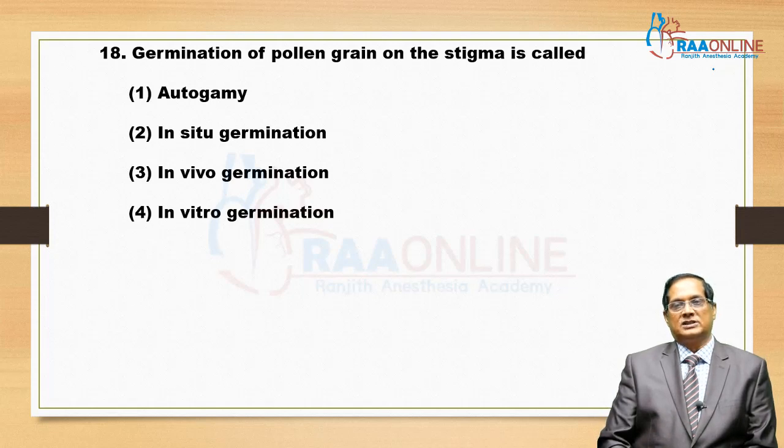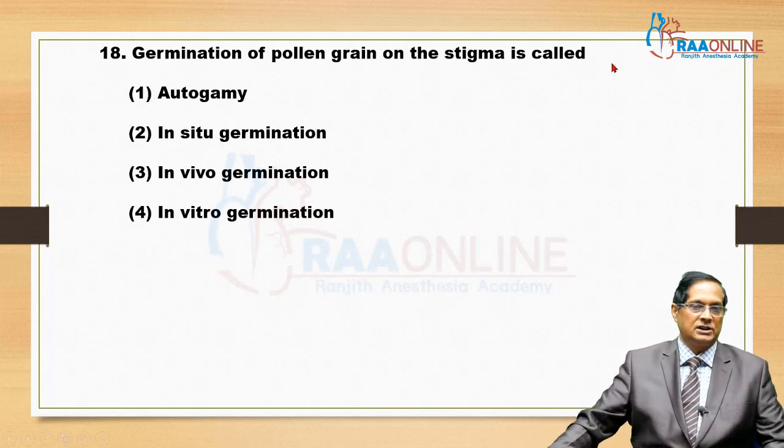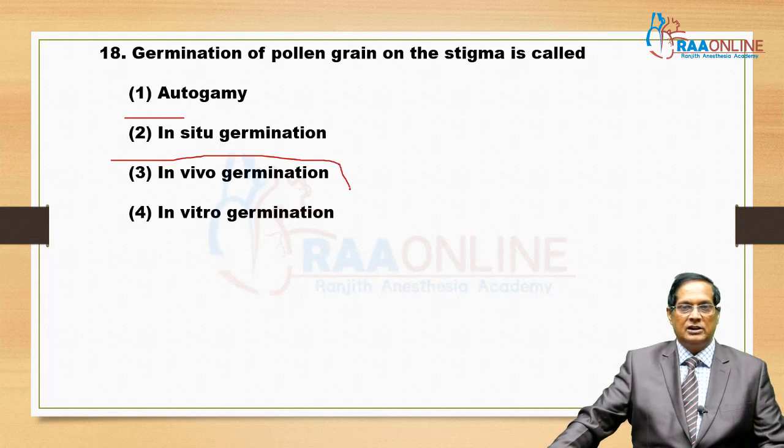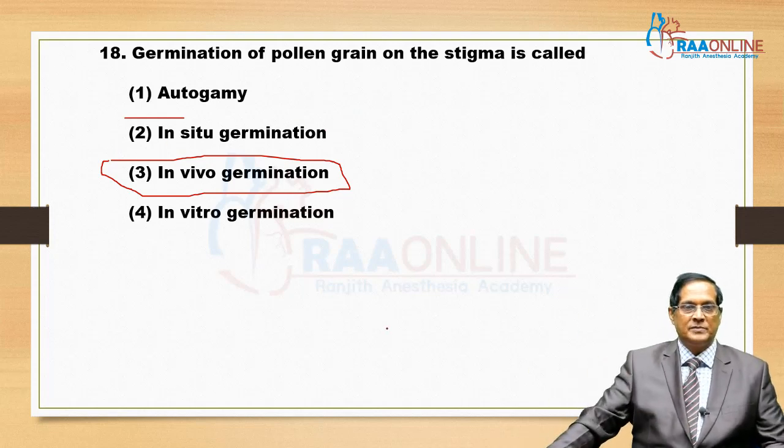Germination of pollen grain on stigma. Stigma is a living tissue, and any structure which develops on living tissue is known as in vivo germination. So germination of the pollen grain on the stigmatic tissue is in vivo. In situ means inside the structure. In vitro means within a test tube. On a living structure, that is in vivo.